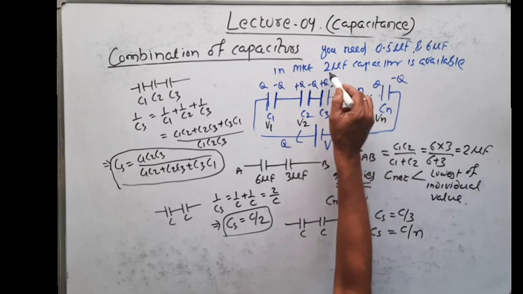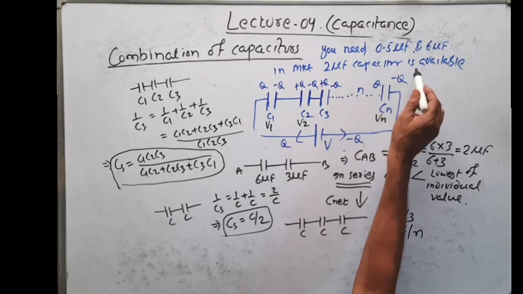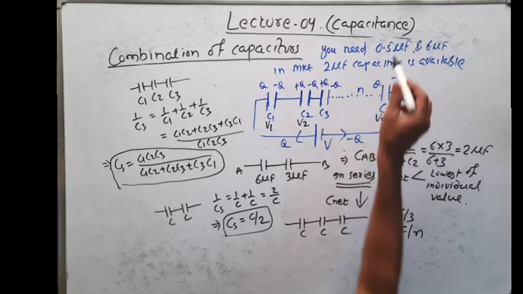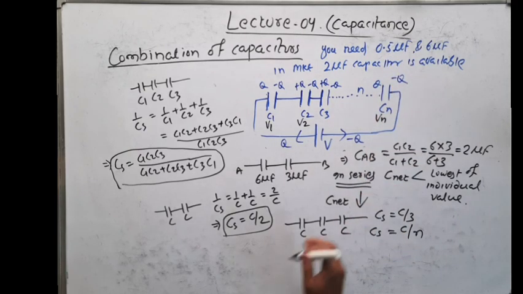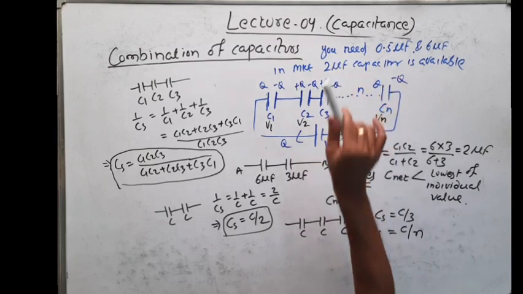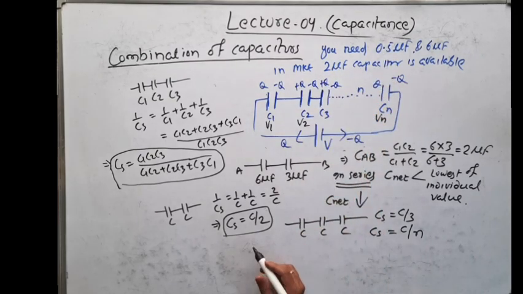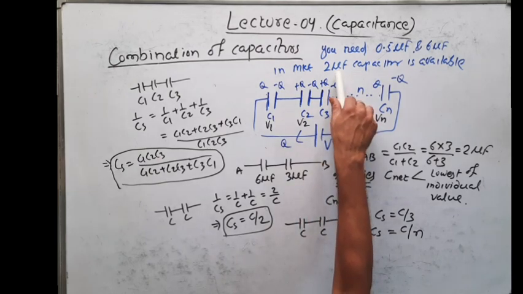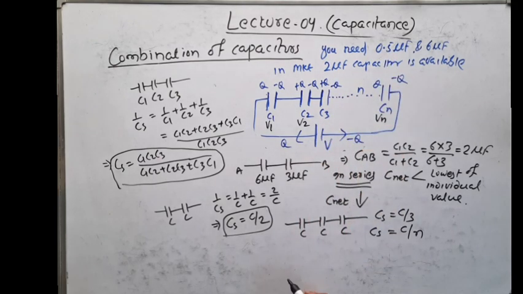In the market, 2 microfarad capacitors are available. How will we produce 0.5 microfarad capacitance? Definitely 0.5 is less than 2. So in that case, which connection will we go for? Series connection. Now see, 2 microfarad is available and I want to find 0.5 microfarad.